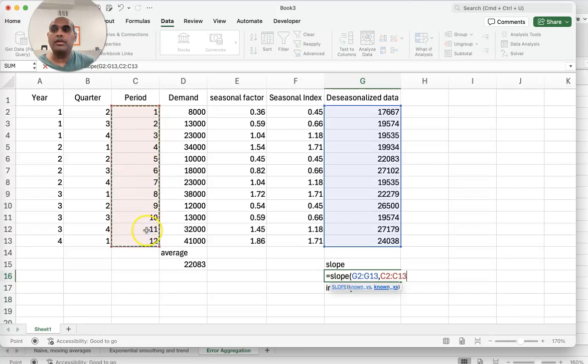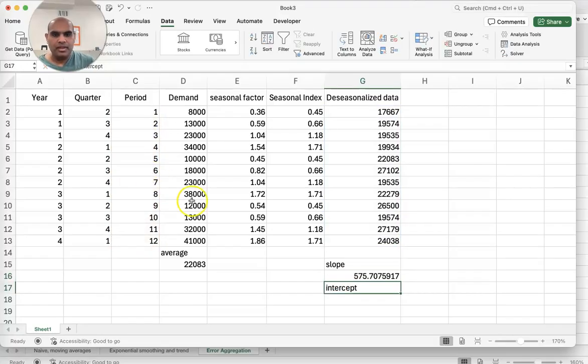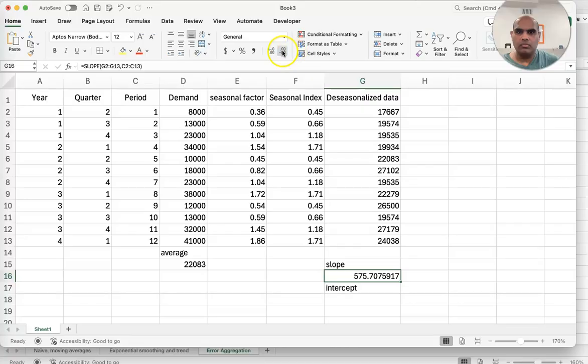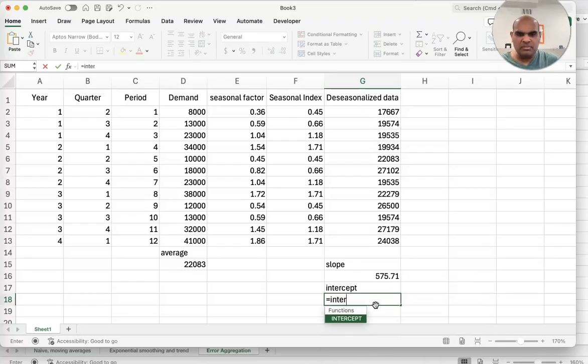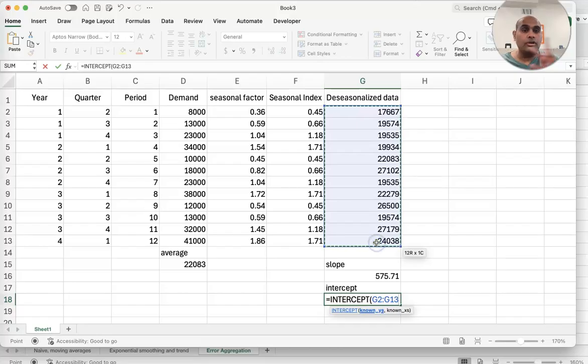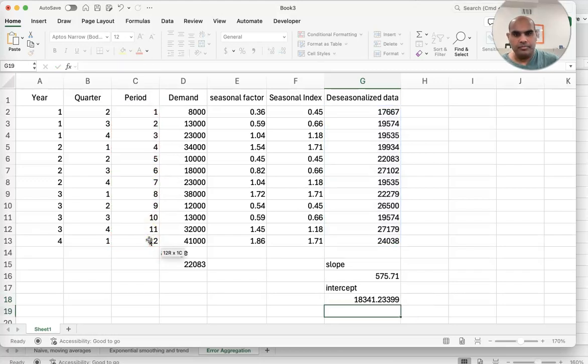Now these time periods have to be continuously increasing. You cannot use the year values or the quarter values. They have to be continuously increasing numbers, right? And then similarly, I want 2 decimal places here. Two is good enough. And the intercept will be, again, intercept of the deseasonalized. So you cannot flip this, by the way. You have to choose the deseasonalized data first and the time next. All right. There you go.